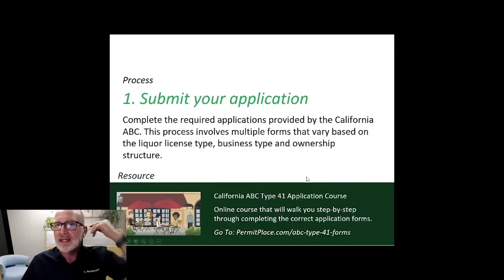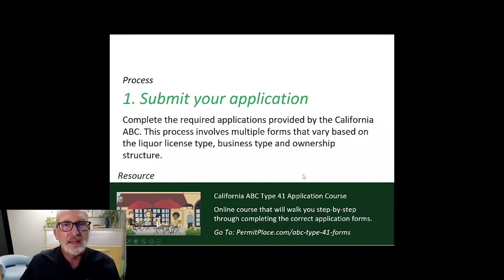The process to get a California state Type 41 beer and wine license is to complete the required applications. There are 14 that are provided by California ABC, and the type of application you fill out depends on the structure of your company. So there are 4 main types of ownership and business type that you would apply for. Depending on your business structure, if you're a sole proprietor or an LLC, you would apply for the Type 41 beer and wine license.